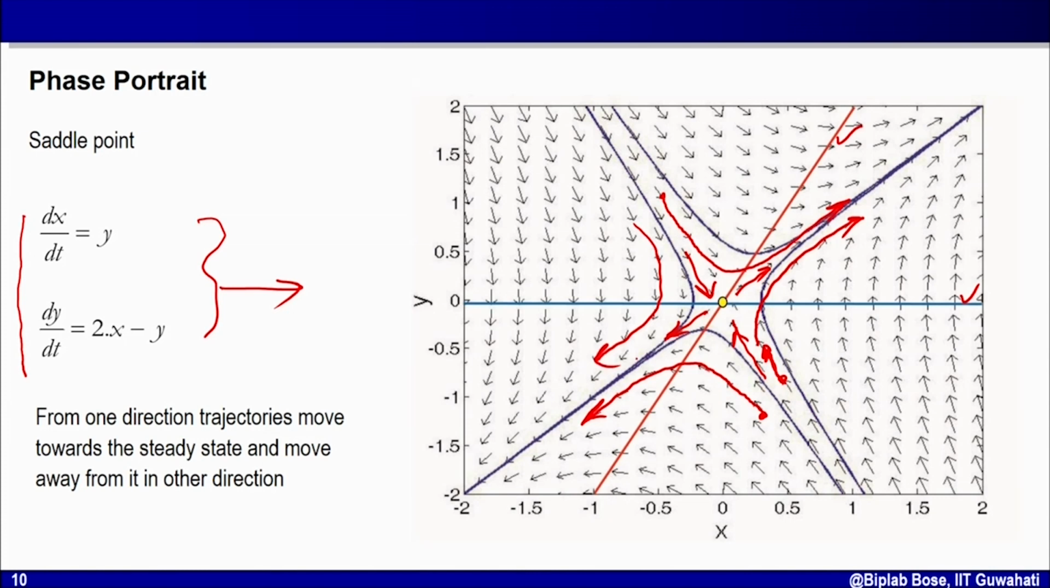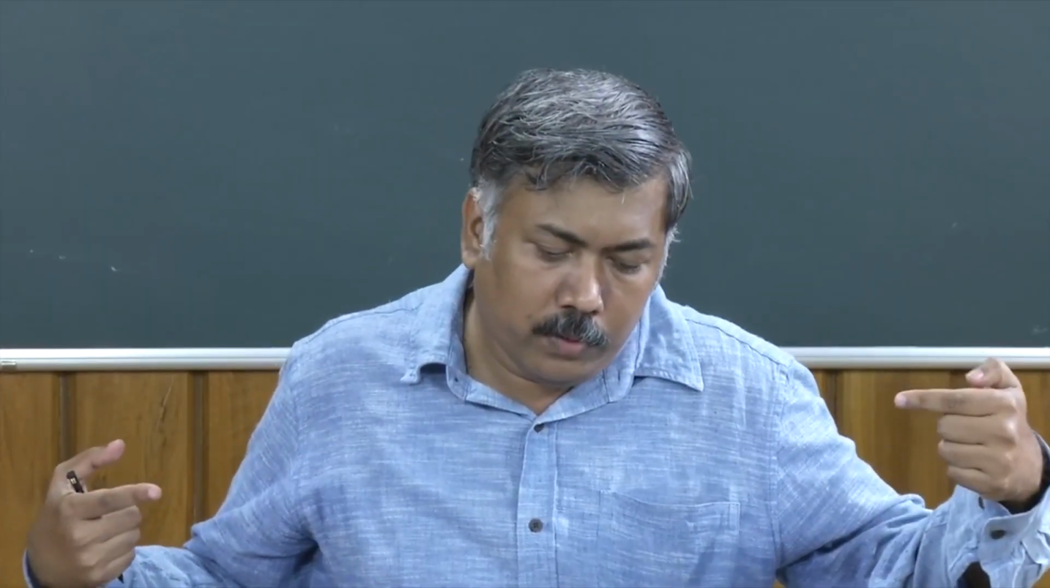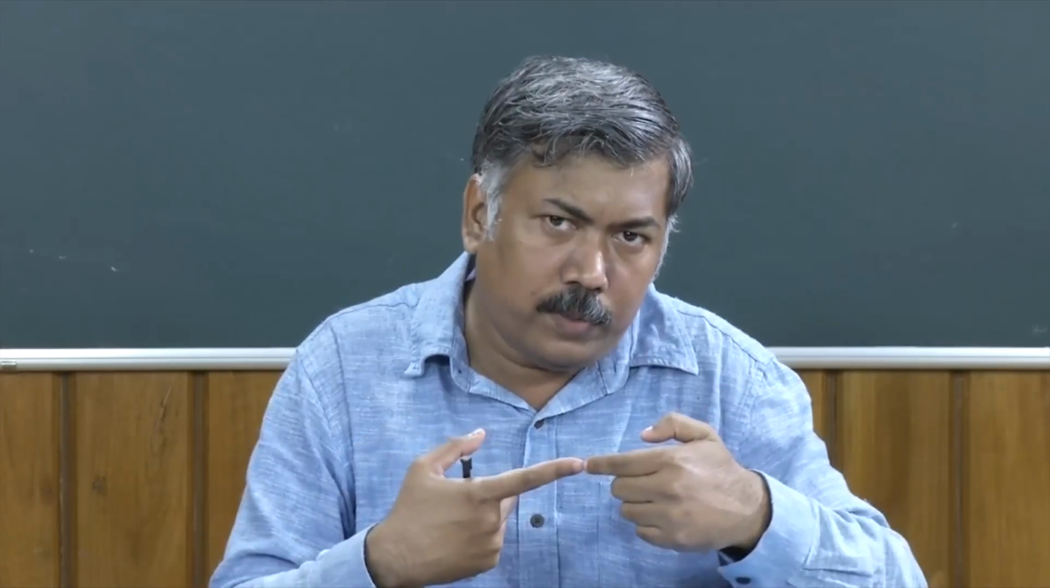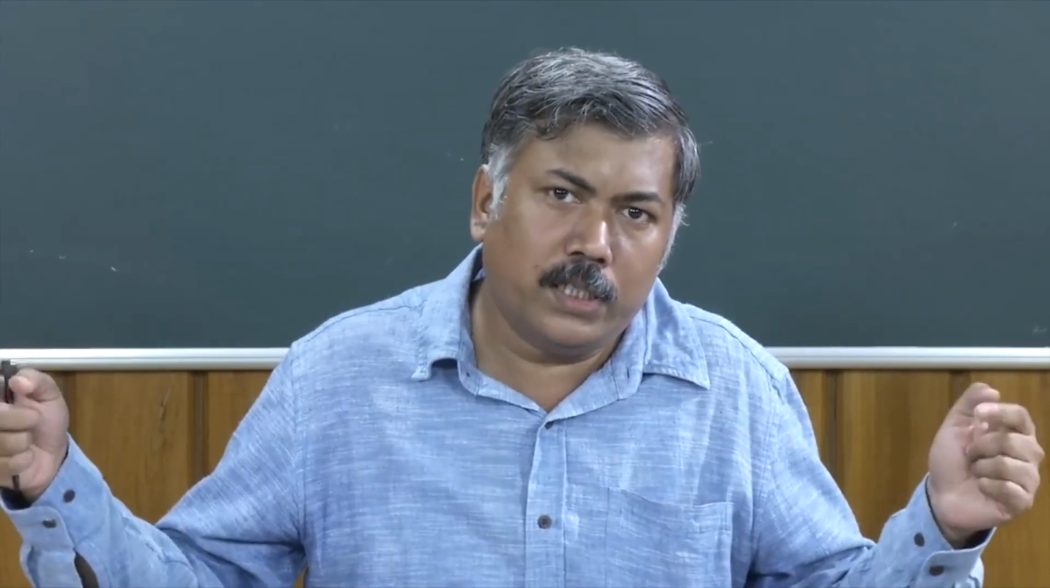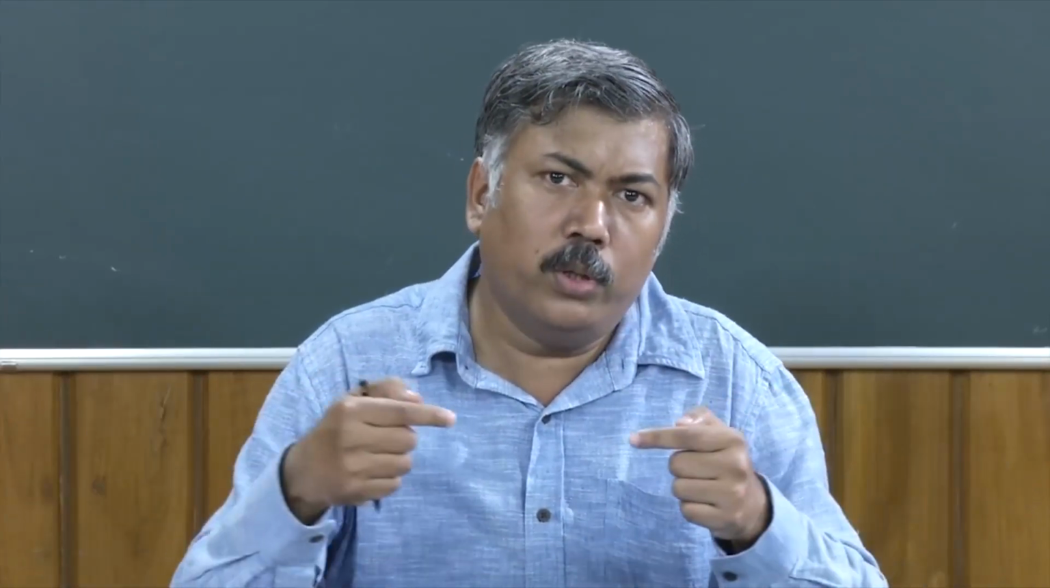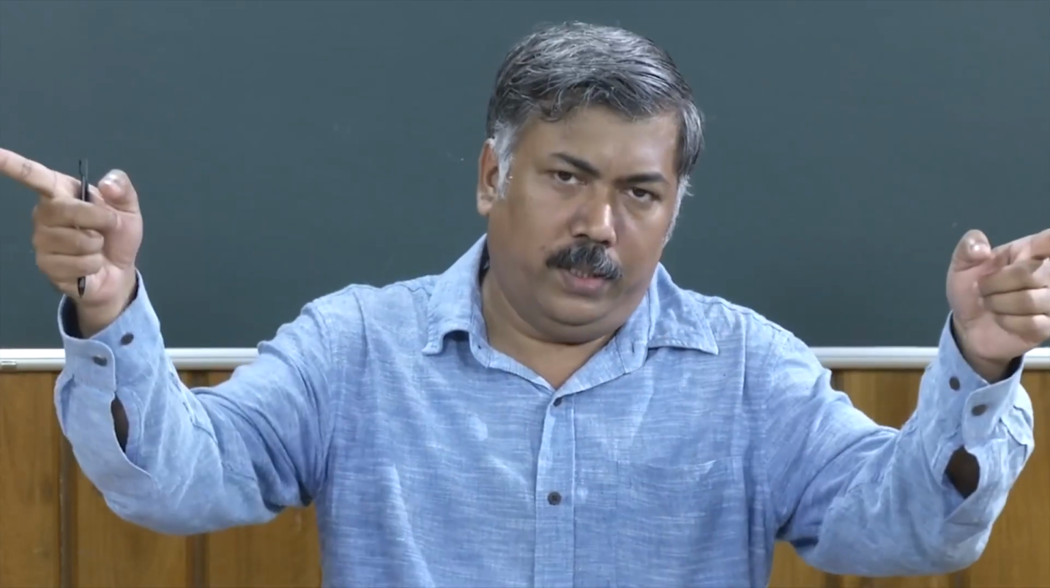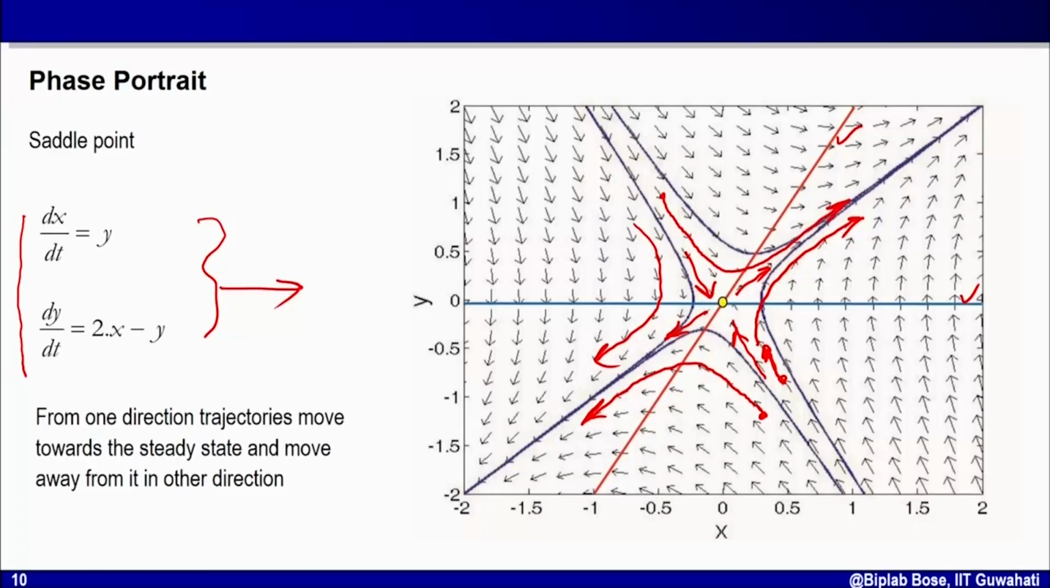So in this phase portrait, we have a steady state and there is only one path from both directions, following which you can reach the steady state. But for others, either you will move away directly from the steady state, or initially you will move close to the steady state and then diverge. So these types of steady states are called saddle points, and obviously they are not stable.